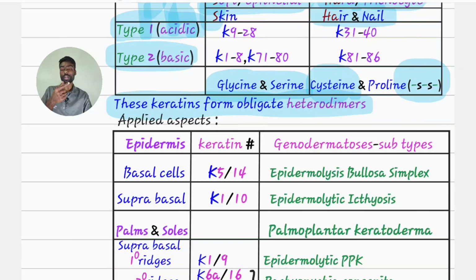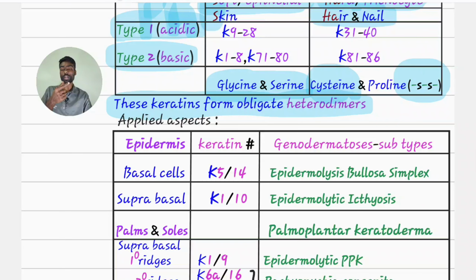Coming to its applied aspects. Keratin has varied expressions according to the location. In epidermis, in basal layer, cells express keratin 5/14 heterodimer. If it is defective, it leads to the genodermatosis called epidermolysis bullosa simplex. In rest of all the layers, suprabasal layers, keratin expressed is 1/10. If it is defective, it leads to epidermolytic ichthyosis.